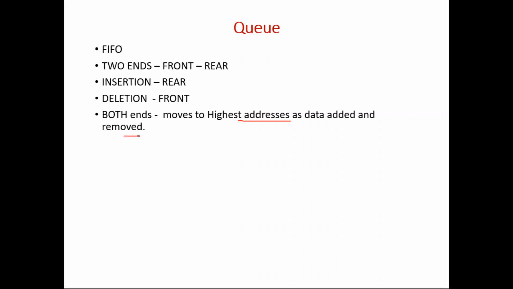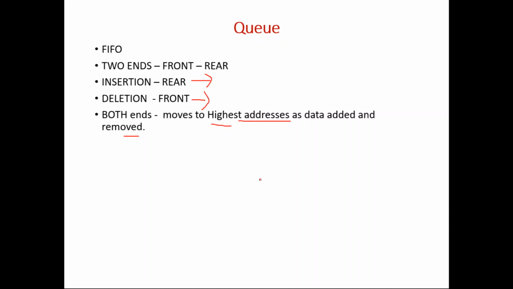What does it mean? For example, when you add something to the queue, you will increment rear. So as you add more elements, the value of the rear address will move from a lower address to a higher address when you insert. When you delete, the front address will also increase from lower to higher.